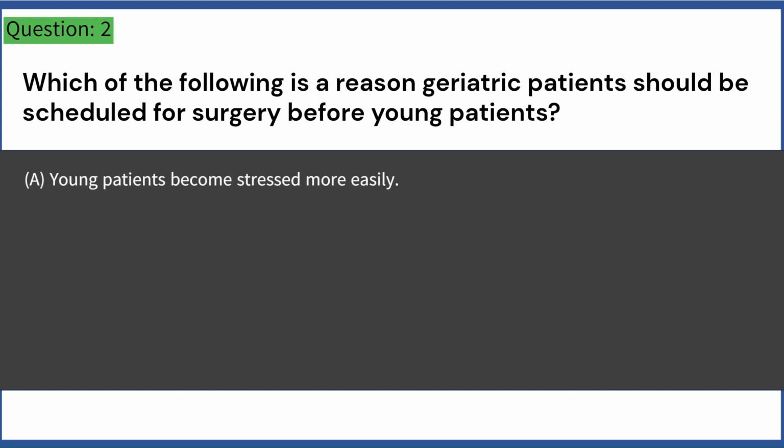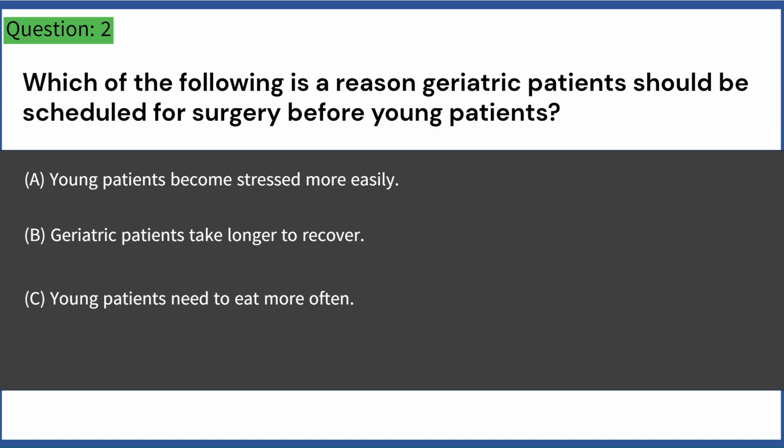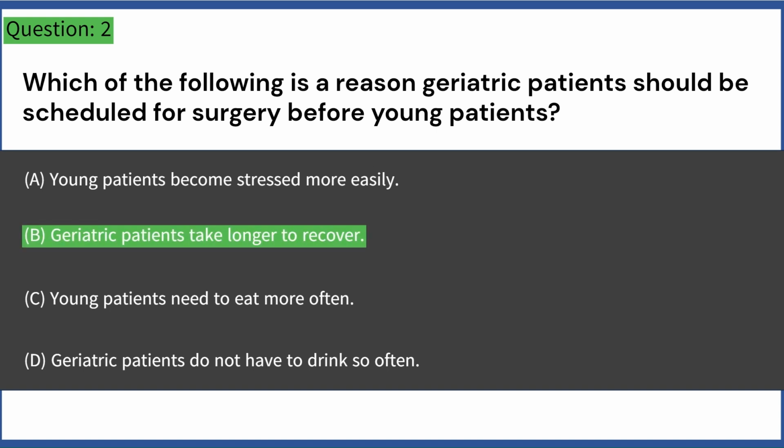Which of the following is a reason geriatric patients should be scheduled for surgery before young patients? A. Young patients become stressed more easily. B. Geriatric patients take longer to recover. C. Young patients need to eat more often. D. Geriatric patients do not have to drink so often. Answer: B. Geriatric patients take longer to recover.